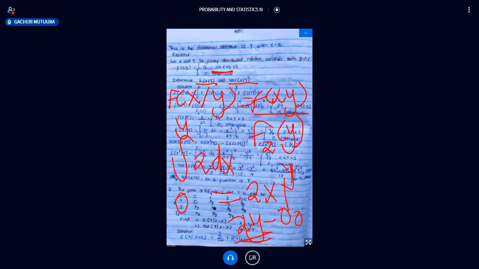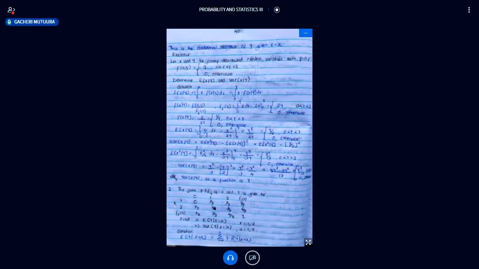The marginal of y is 2y. So if you have 2y and you have 2, then the conditional f of x given y should be equal to 2 over 2y, which will simply be equal to 1 over y. So that is the conditional distribution of x given y.